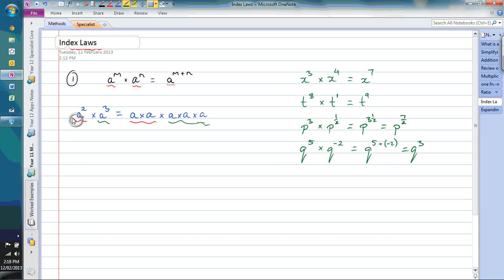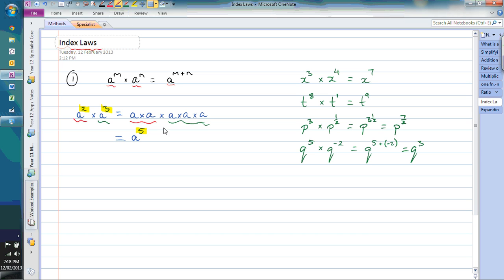Okay, so these three a's correspond to that term. These two a's correspond to that term. And let's have a look here. I've just got 1, 2, 3, 4, 5 a's all multiplied together. Well, that's the same as a to the power of 5. And if we have a look here, we've got 2 plus 3, well, that's equal to 5. So by expanding it out like this, we can see where this rule comes from.